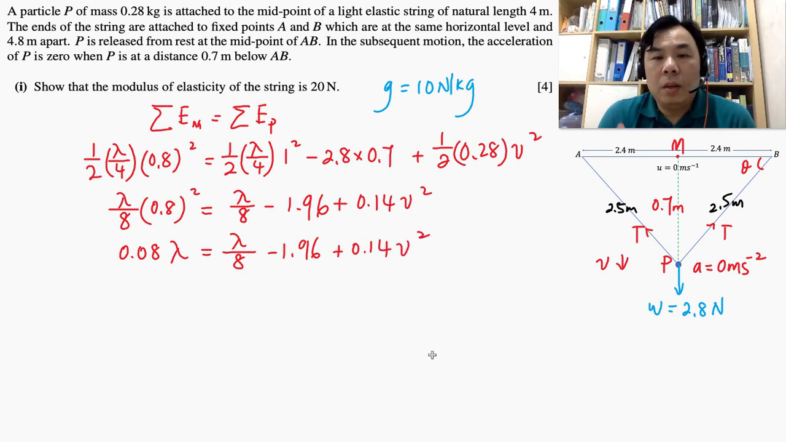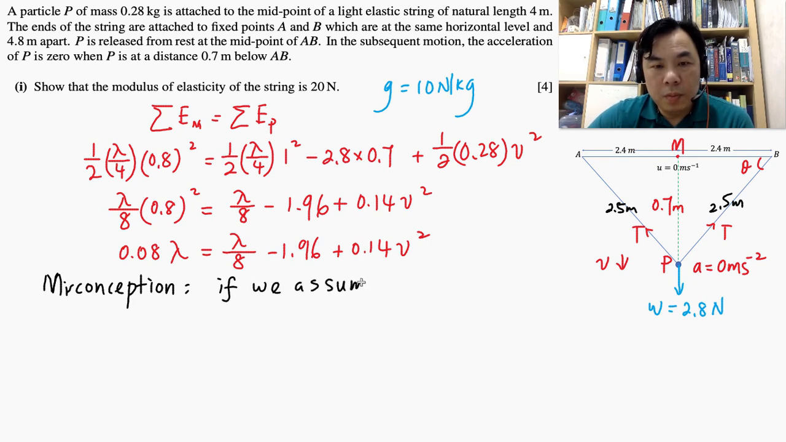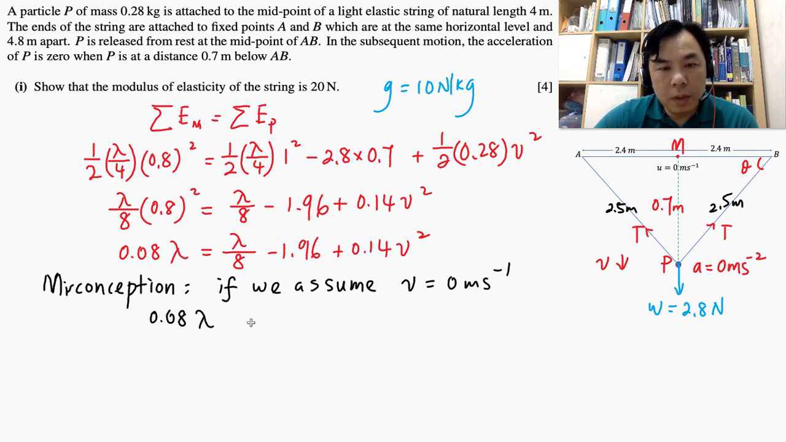Now, for some of you who make that assumption, saying that it might be instantaneously at rest, that is the misconception. I'm going to write down the misconception. If we assume v equals zero, therefore we will have 0.08 lambda equal to lambda over 8 minus 1.96. Then you will have 0.125 lambda minus 0.08 lambda equal to 1.96.